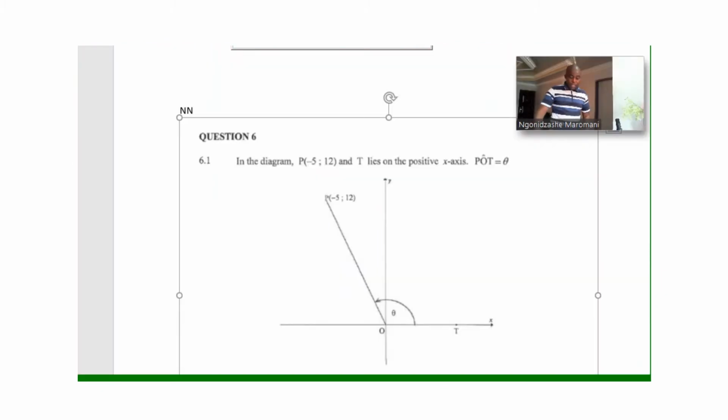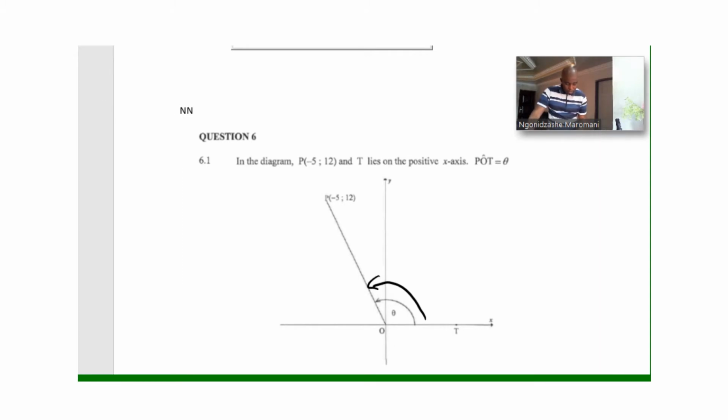Right, so as we start, we're going to start exactly with question number 6.1. If you look at question number 6.1, it's saying in the diagram that P has the coordinates minus 5 and 12, and T lies on the positive x-axis. We must also always know that the angle is measured from the positive axis, and we are told that this is theta degrees.